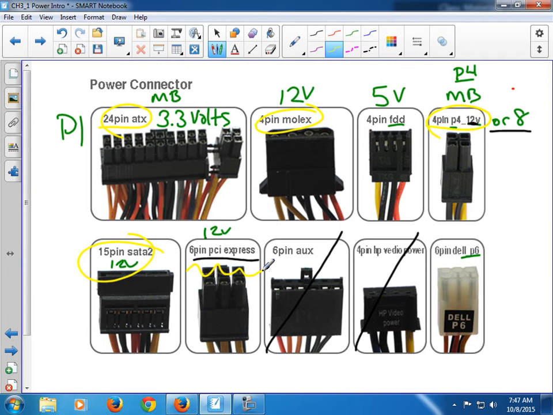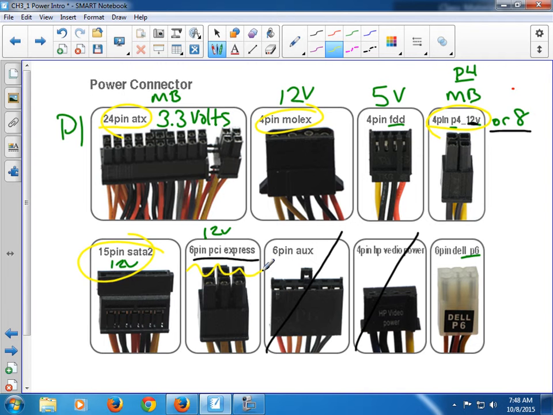So this one, I'm only going to use one of these. Okay, so this one either has a 4 or 8. And then this one does have a single PCI Express connector. Okay, so I'm part of the way there, depending on which gamer card I bought. If I got a low-end gamer card, I'm only going to use one. A high-end gamer card, usually going to use 2. And then how many other connectors do I need?